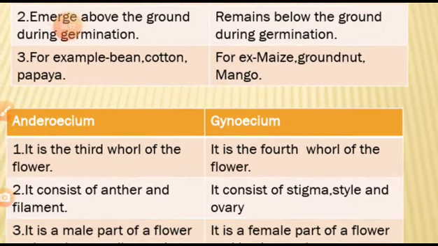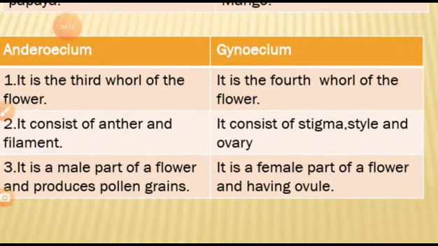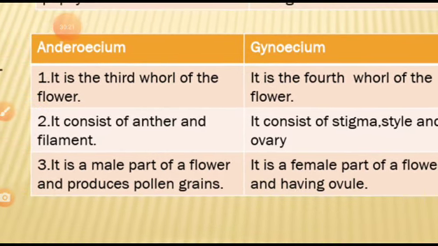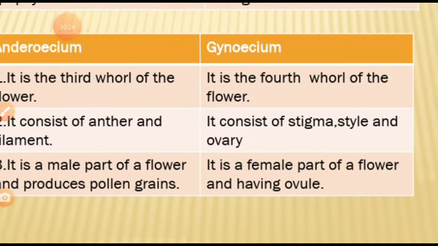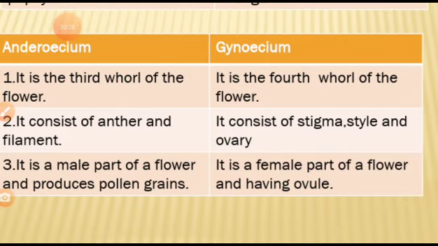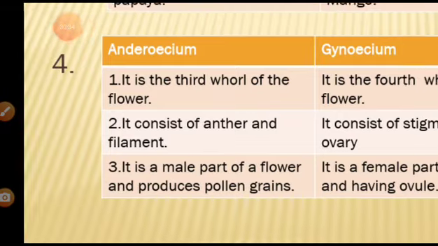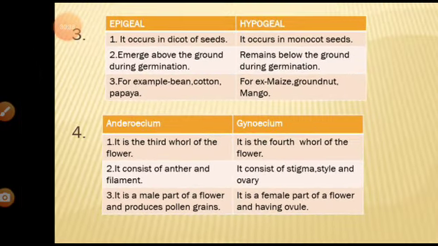Then the next is androecium and gynoecium. What is androecium? First, it is the third whorl of the flower. Gynoecium is the fourth whorl of the flower. Androecium consists of anther and filament. Gynoecium consists of stigma, style and ovary. Third, androecium is the male part of a flower and produces pollen grains. And the last is, gynoecium is the female part of a flower and has ovules. So this chapter is over now.